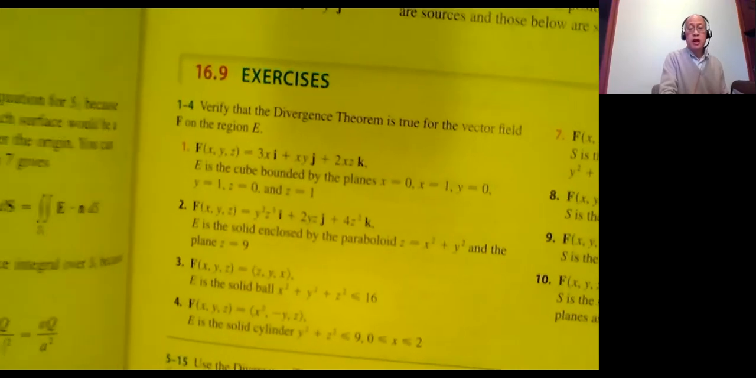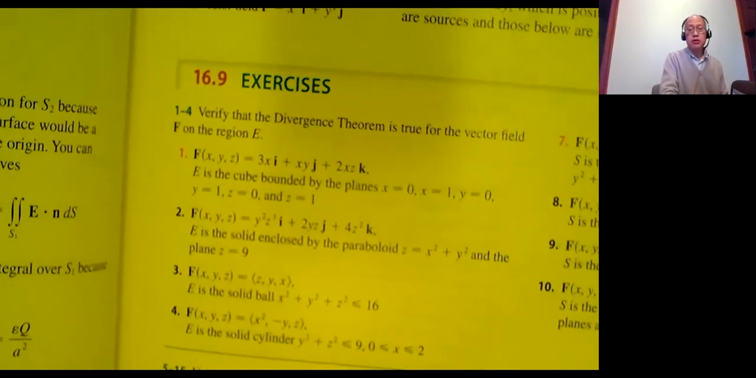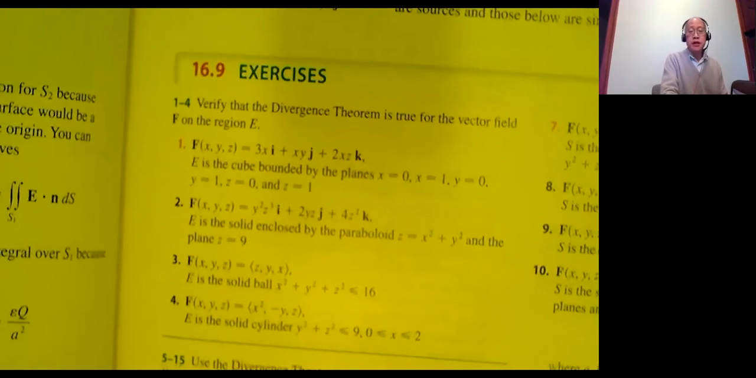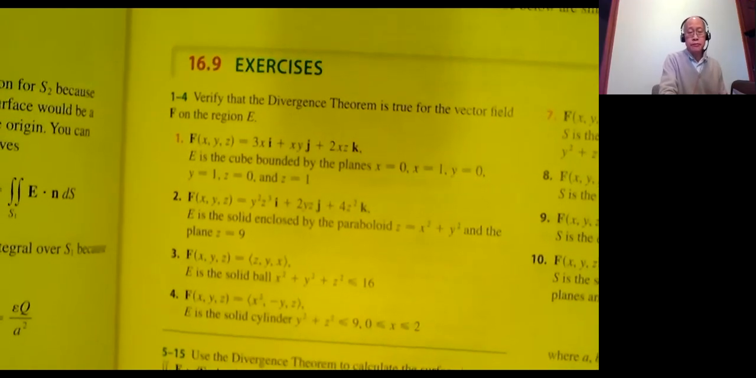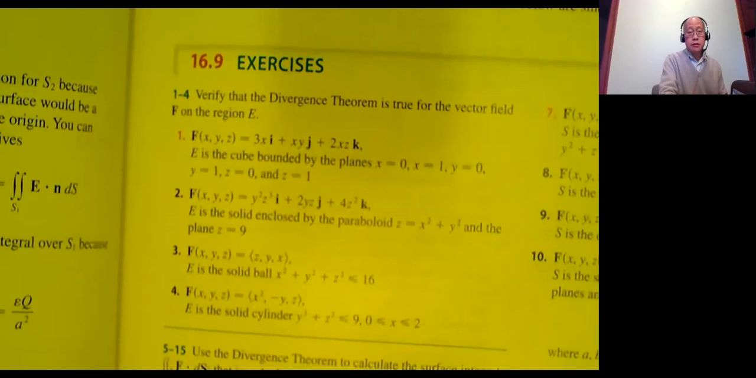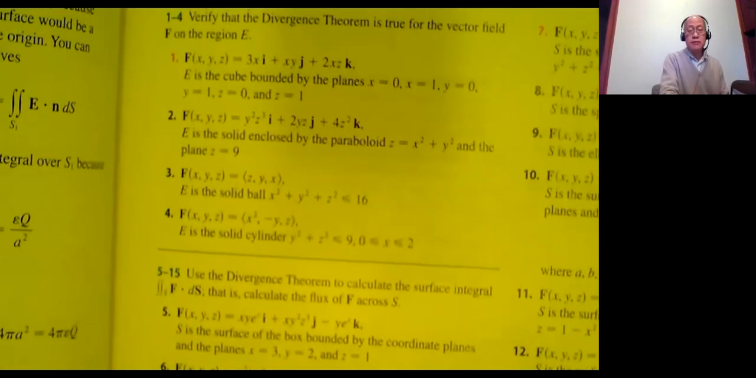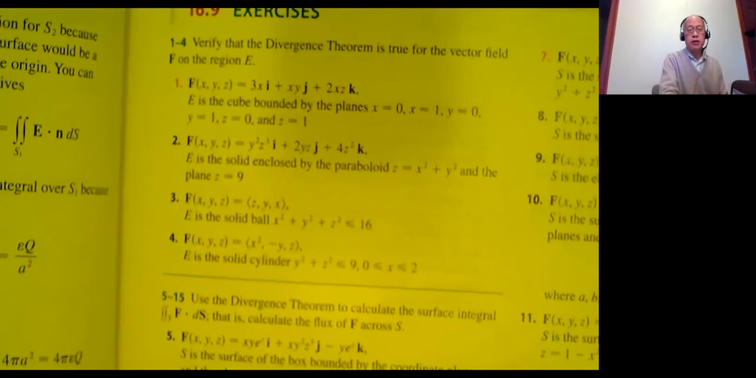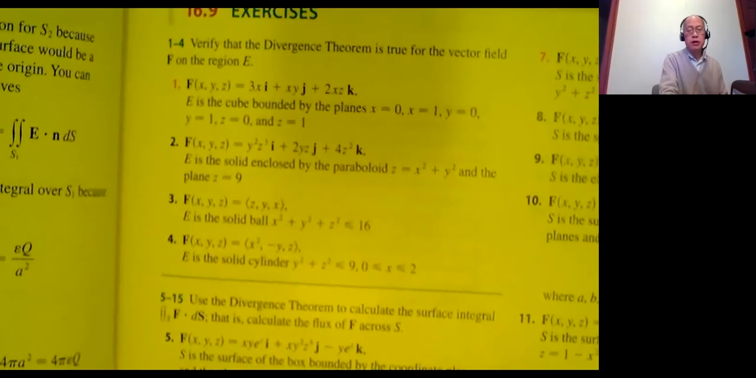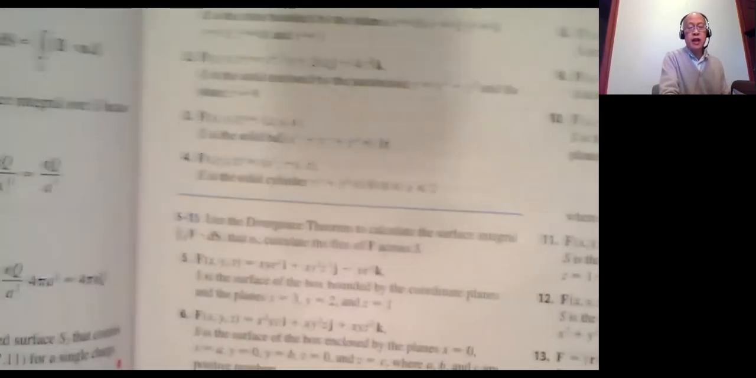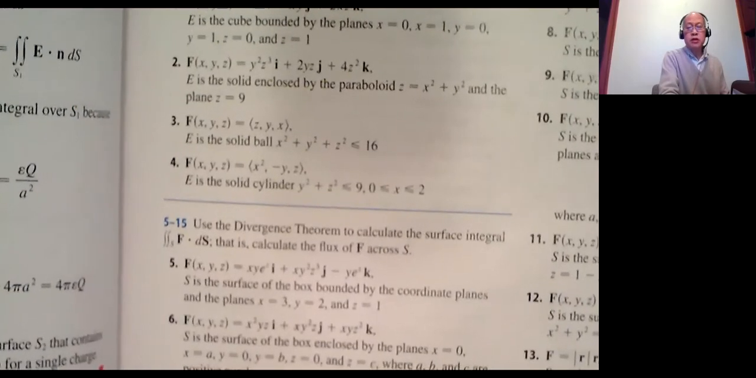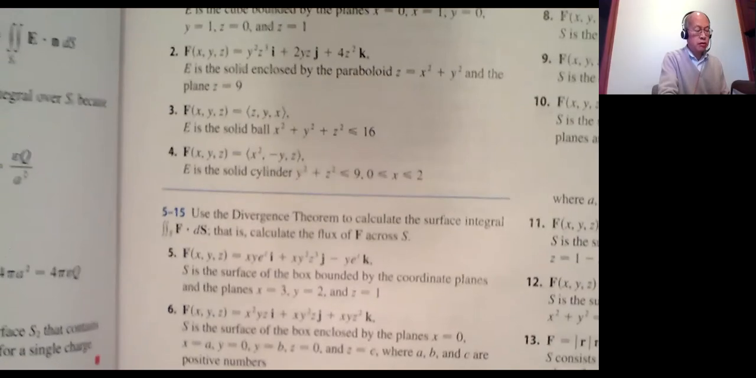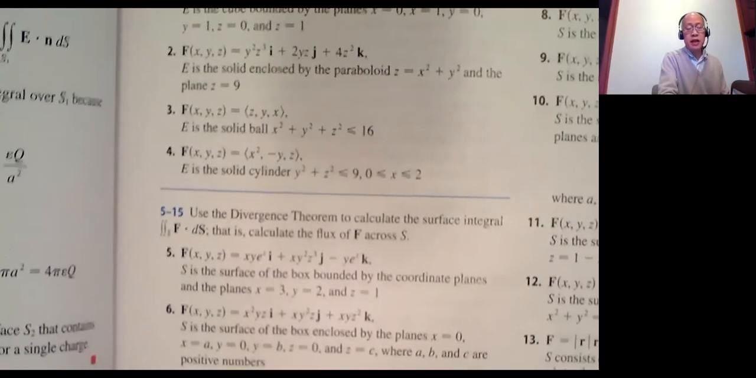Okay, so number 1, verify the divergence theorem is true for the vector field. Verify means actually do both sides. And that's the only one I'm going to have you do. So all the others, like number 3, we're supposed to do both of them. We're only going to do the easier one, the triple integral. So for number 3, just do the triple integral. And after that, see where it says use the divergence theorem to calculate the surface integral. Same language. It really means do the triple integral. It becomes easier for all the rest of them.